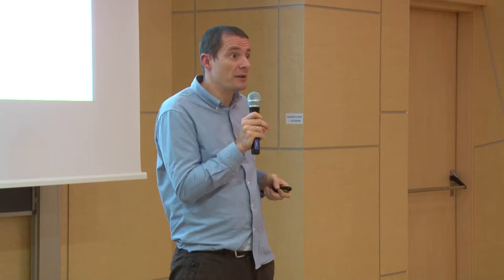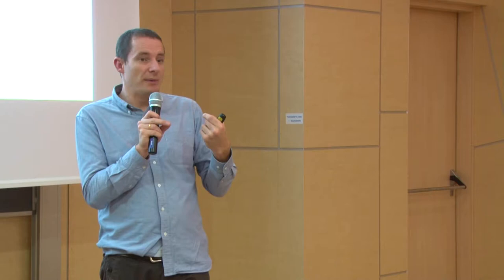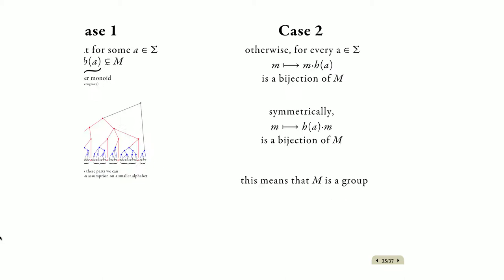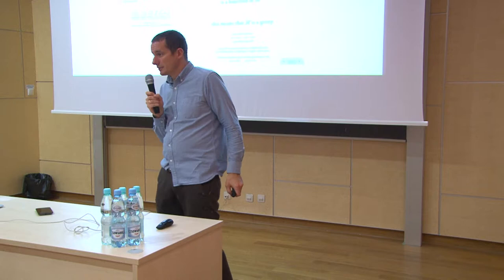So I have a monoid which has the property that multiplying to the right by m is a bijection, multiplying to the left by m is a bijection, and this means that it's a group. So you can see the proof here, but I don't go through it. It's very straightforward. You can find this on the web page if you want. Okay, and therefore we can apply the group case.